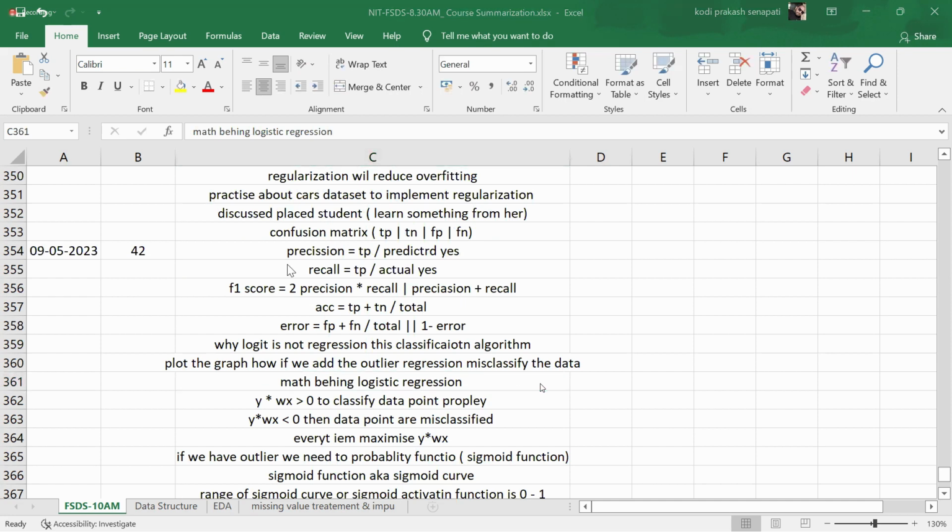F1 score, everything will classify the data only. Everything. Did you see, a lot of students don't have the patience to listen to all those things? Did you see this, guys? A lot of students don't have the patience to do this.